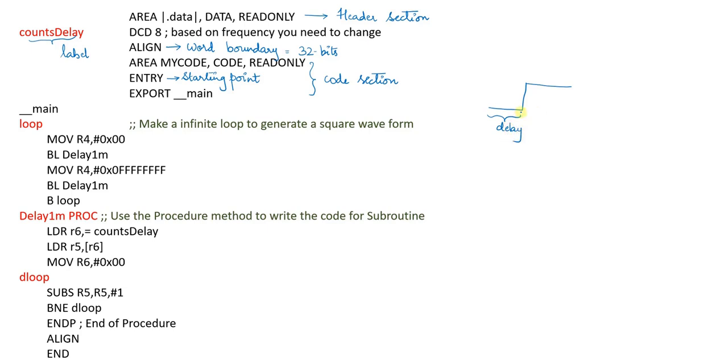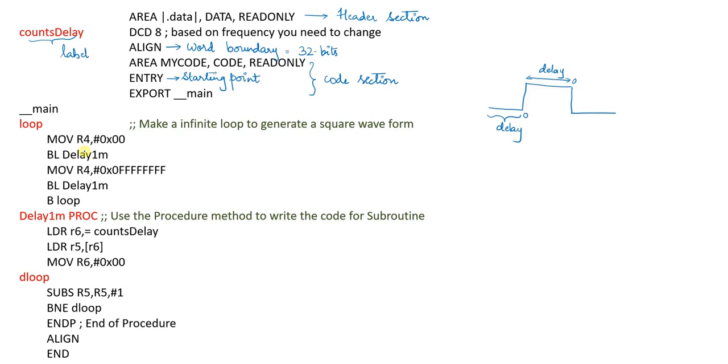The switching occurs when the delay reaches a count of 0, and again we are giving a delay when it is at logic high, and when this delay becomes equal to 0, again the switching occurs. So this is like an infinite loop. We are giving a label name as loop, and since we want to start with the logic low, that is why we are storing the value of register R4 as 0x00.